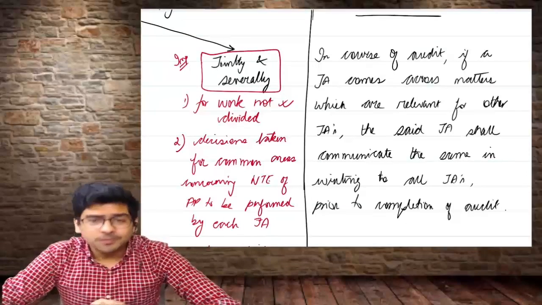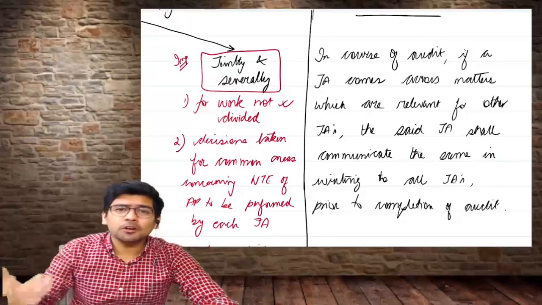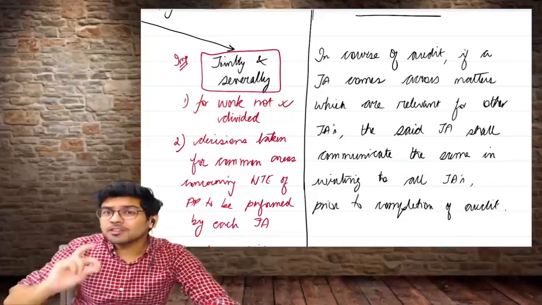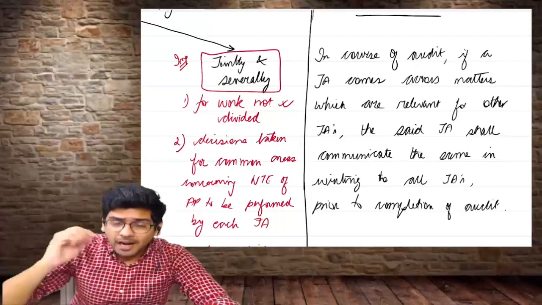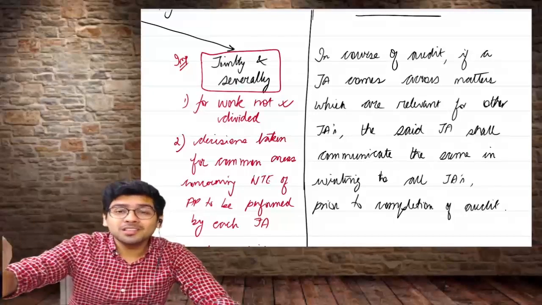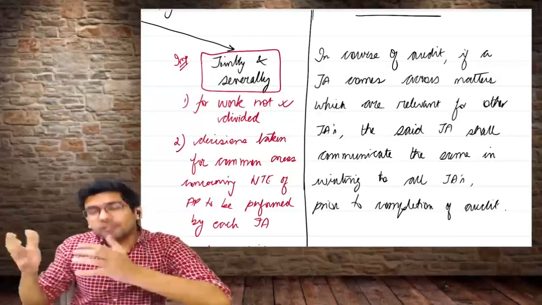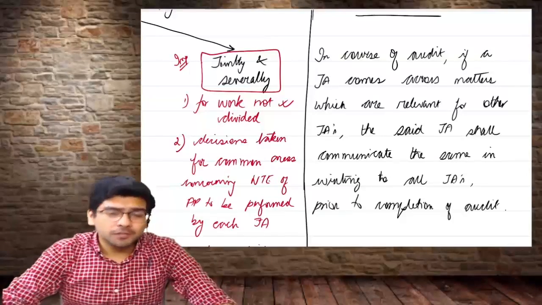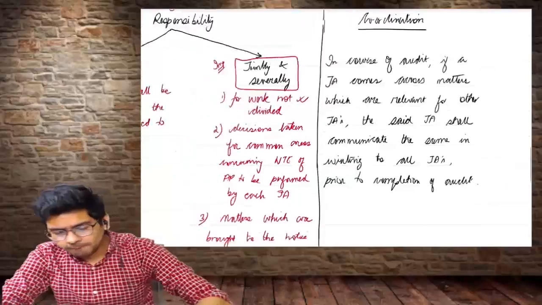I hope you are clear on this. Again, let me give you an example. While doing the audit of North Division, I come across some information which is relevant for the South Division. It is my duty now to communicate the same to the South Division auditor. Obviously, when should I be communicating? Not after the audit report, but before the completion of the audit. Is this clear to everyone?